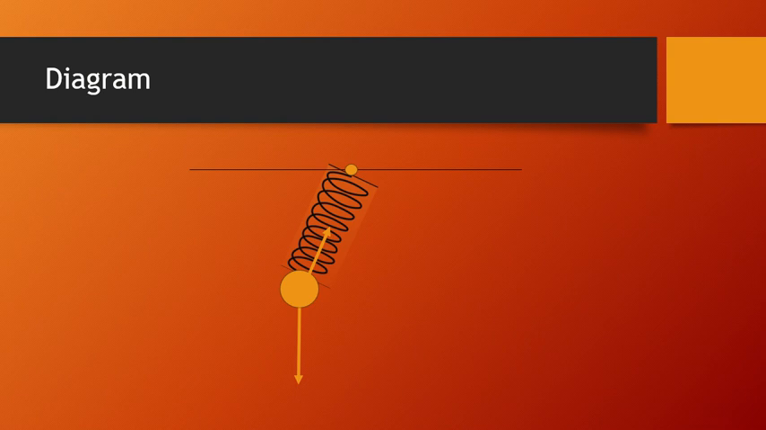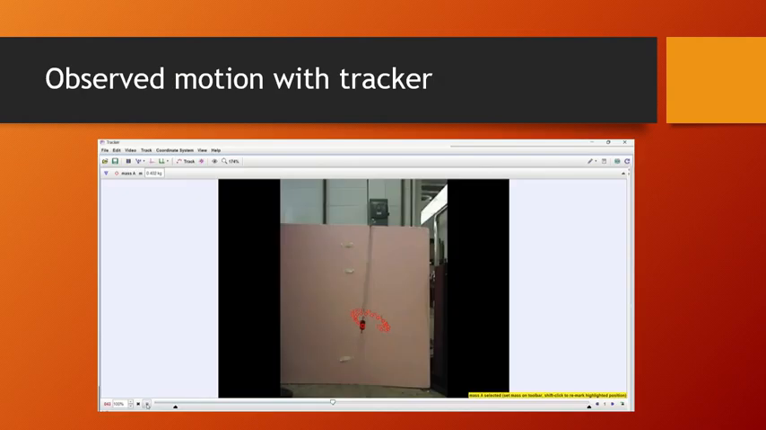Here, the system is the mass, which is 0.402 kilograms, the spring, with an initial length of 0.123 meters and a spring constant of 6.83 newtons per meter, and the Earth. On the other hand, the surroundings are everything else. This is a screenshot of the video of the observed motion. I use Tracker to measure the mass position of each frame.